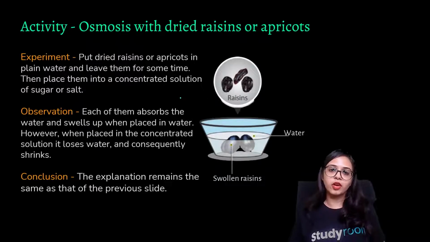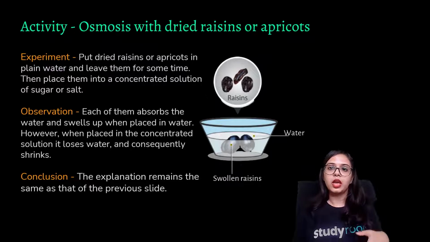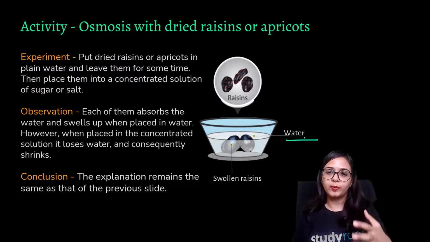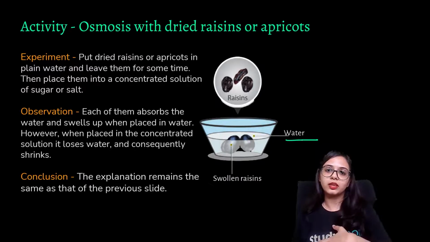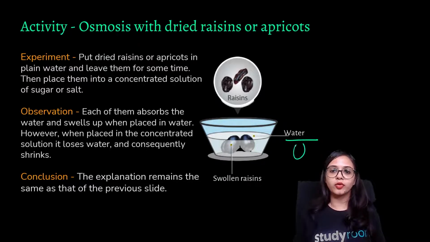Osmosis with dried raisins or apricots. In this experiment, firstly we will put dried raisins or apricots in a bowl of water, and after that we will observe that raisins are all swollen. All right, they are swollen because water has a higher concentration of solvent, right? So from the water, from its outside surrounding, water is going to move in towards the raisins, towards the apricots, towards the dried material, and they will swell up because of the process of osmosis.